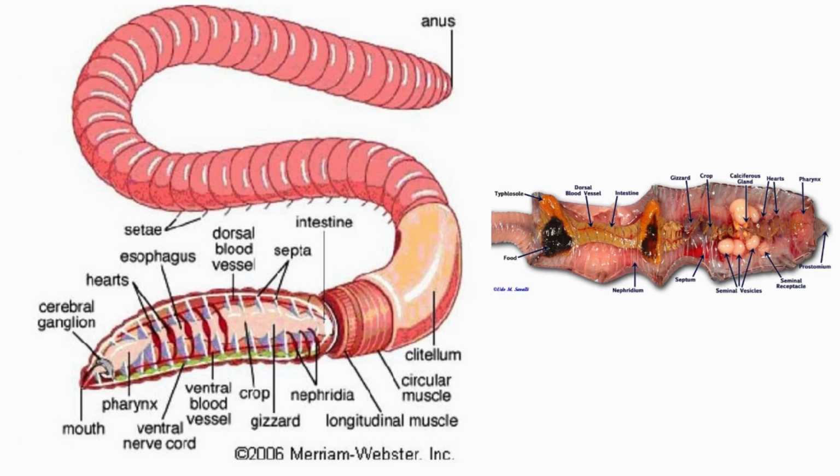The digestive system is a straight and complete alimentary canal. They utilize nephridia for excretion. It's the first phylum with a closed circulatory system, and the blood is red due to hemoglobin dissolved in plasma.